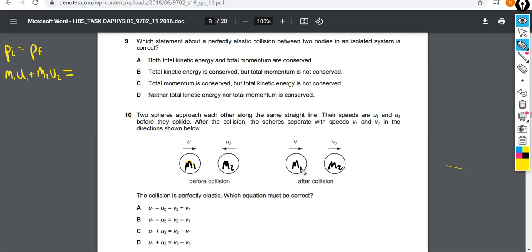So on the right side of this, I'm going to just list what I've got going on over here. M1 V1 plus M2 V2. So far, so good.